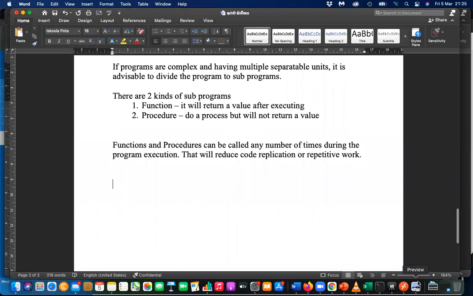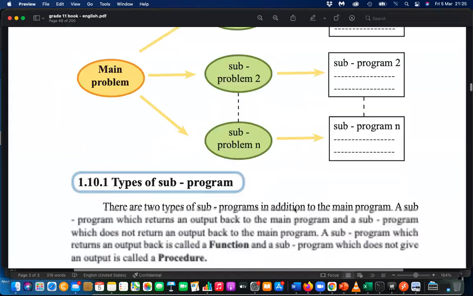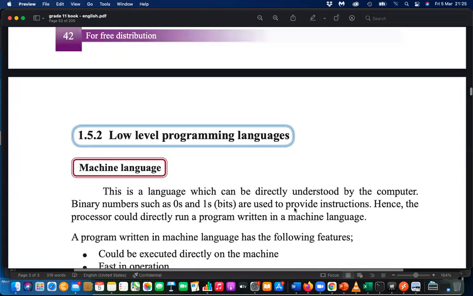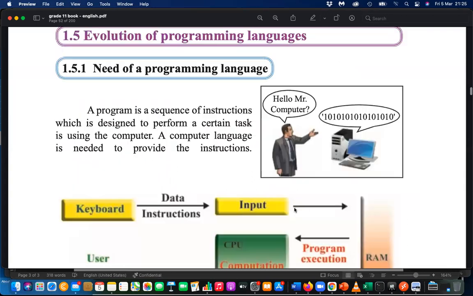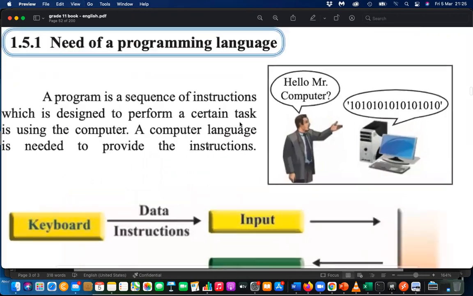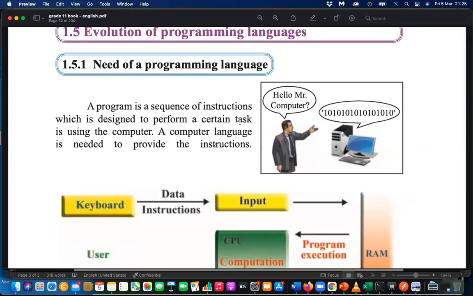Okay, the next one in your book. So we learned about functions and procedures. The next one is the need of programming languages. Let's go to the theoretical part of this lesson. So why do we need a programming language? We discussed this initially, but let me remind you of this again quickly.